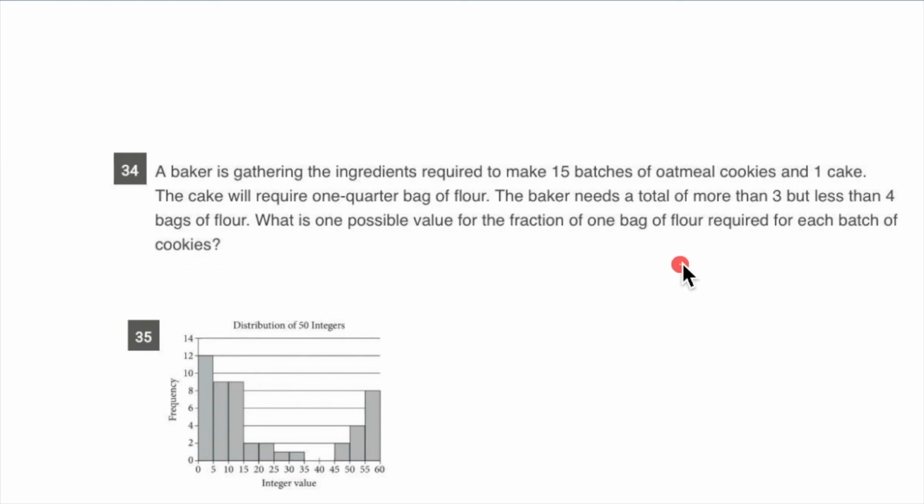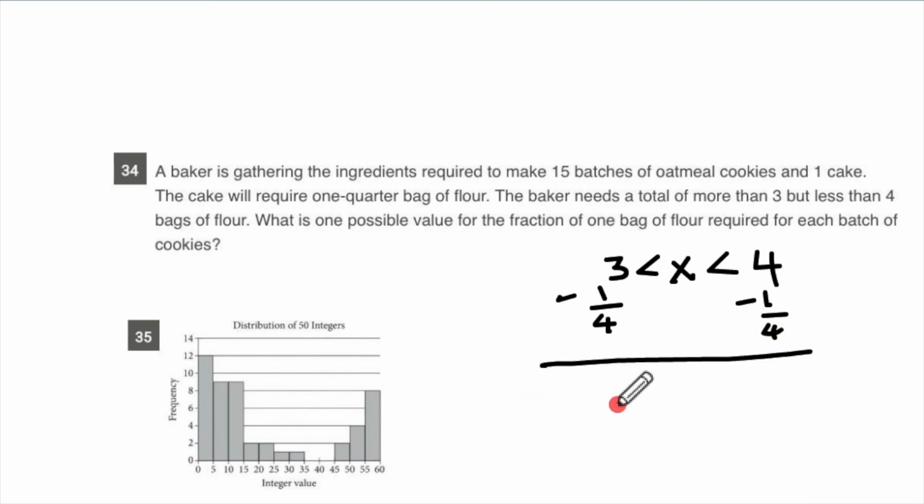Okay, I left no room to do this problem, but we know that the flour needs to be somewhere between 3 and 4 bags. So I set that up, but we're going to subtract off a quarter for the cake. So I'm subtracting off a quarter bag of flour. So we know it has to be between, if I subtract 1/4 from 12/4, we're going to get 11/4. I'm pretty sure I took this whole test without a calculator. That's why it's all in these fractions. And 16/4 minus 4/4 would be 15/4.